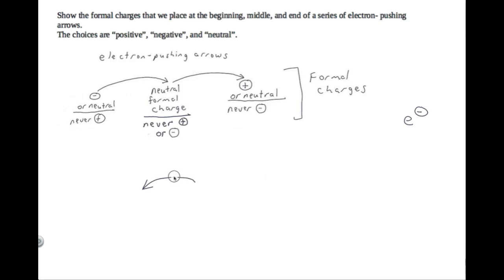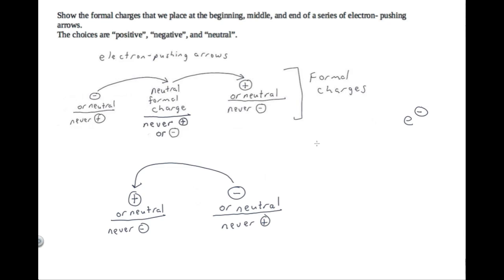Please pause the video and show the formal charges that we would place at the beginning and end of this single electron-pushing arrow. If this was the only electron-pushing arrow in a mechanism step, what formal charges would likely go at either end of this arrow? Here's the answer. Again, we would usually want to put a negative formal charge at the beginning of the series of arrows and a positive formal charge at the end of the series of arrows. Or if we can't do that, we would put something neutral at the beginning or something neutral at the end.